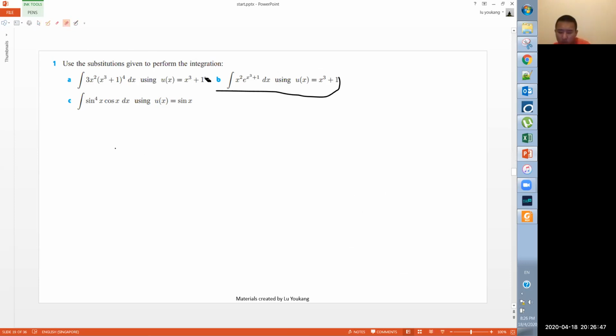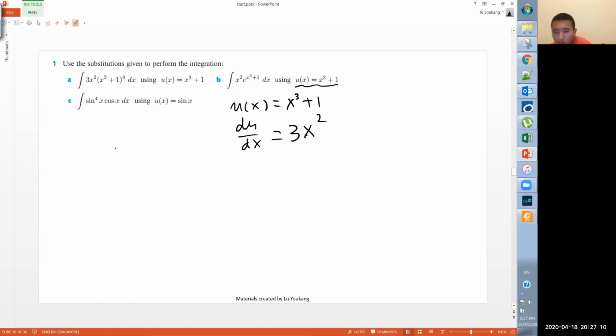Okay. So over here, the question is quite friendly because they already tell you what substitution you need to use. So you have your u of x equals x to the power 3 plus 1. So your du dx is 3x to the power 2. That's it. Am I right? Now, you just look at this. Can you see that?